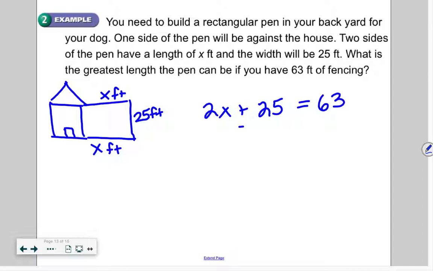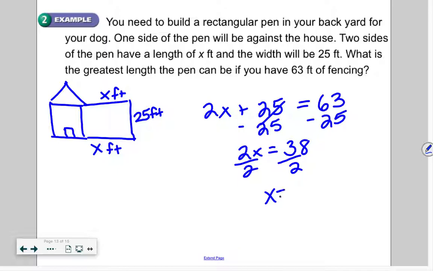So now what? Subtract 25 feet off from the length. So 63 feet minus 25 feet for the width of the fence would give us what? 38? Now what? X is going to equal 19. So I can go 19 feet by 25 feet. 19 feet out from the house, 25 feet wide, 19 feet out from the other side as well. Questions on that?